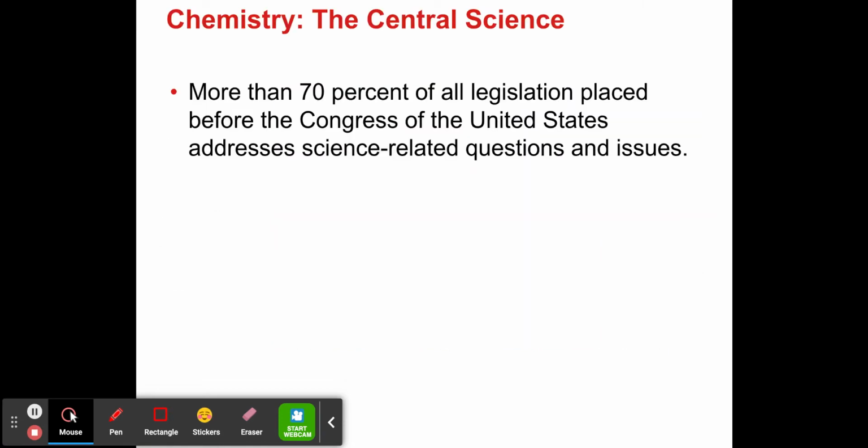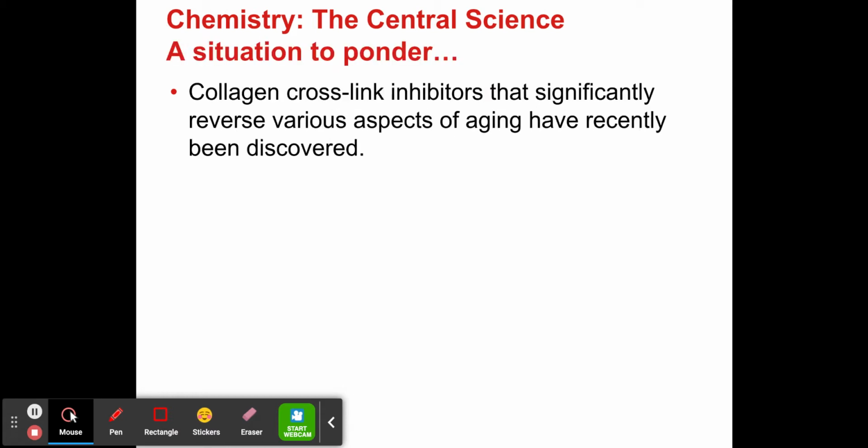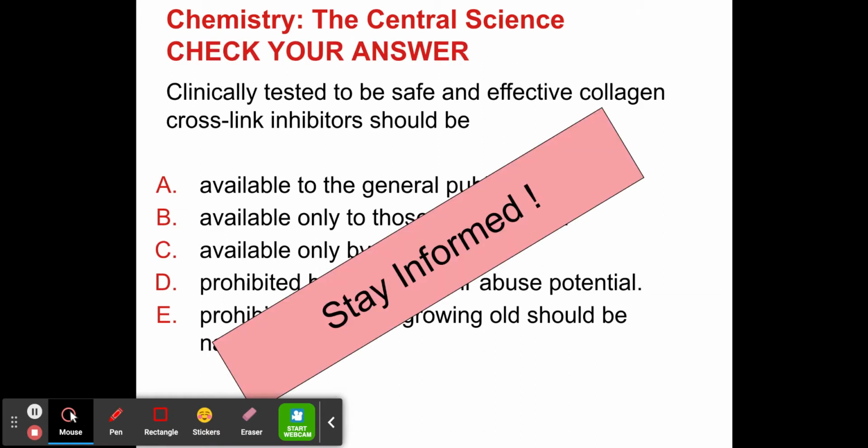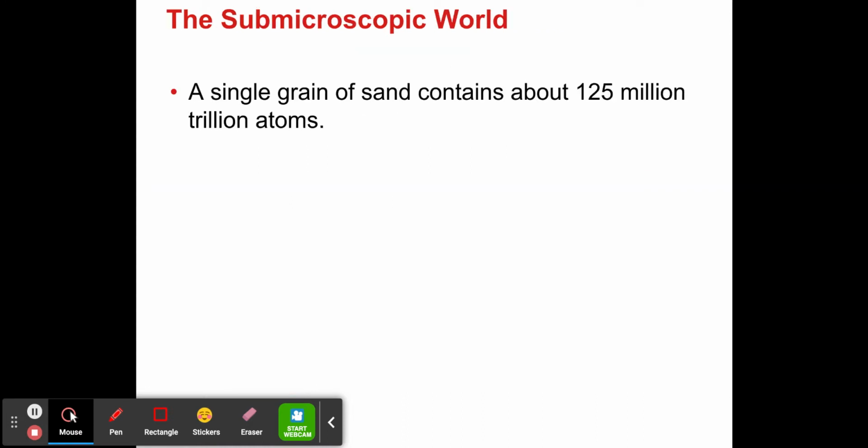More than 70% of all legislation placed before the Congress of the United States addresses science-related questions and issues. Collagen cross-link inhibitors that significantly reverse various aspects of aging have recently been discovered. That's just a situation you have to ponder about. So it's important to stay informed.